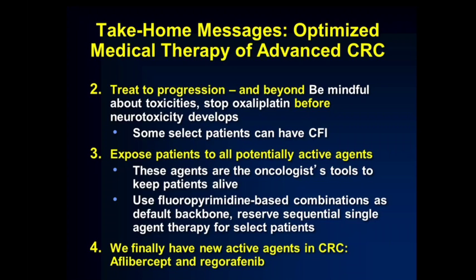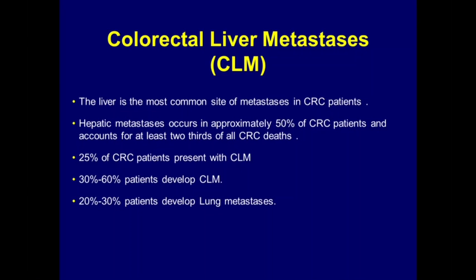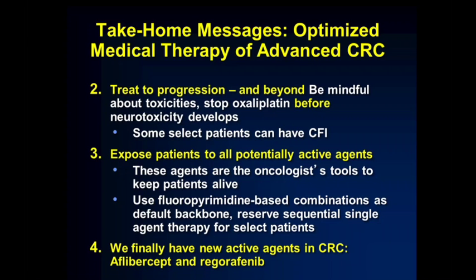Use fluoropyrimidine-based backbones as the default backbones, and reserve sequential single-agent therapy for select patients. But usually you have the 5-FU backbone with additional chemotherapy and a biologic as your go-to combinations. We have new active agents, including aflibercept, regorafenib, TAS-102, or Lonsurf, and that summarizes the talk for today.